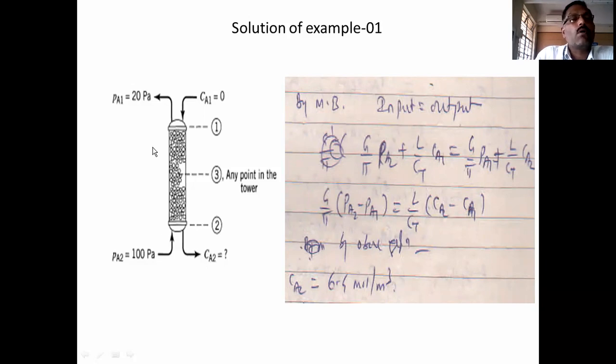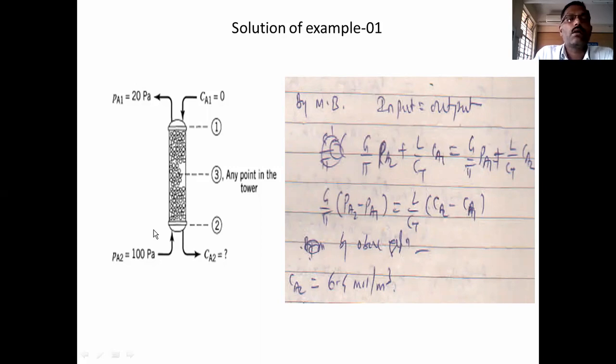Now what is given in the problem? First, the total pressure is given, 1 bar, which is 10 raised to 5 Pascal. Then the partial pressure of the impurity, or impurity concentration, you need to calculate. How do we calculate the impurity partial pressure? By using Dalton's law: partial pressure is equal to the mole fraction in the gas phase multiplied by the total pressure.